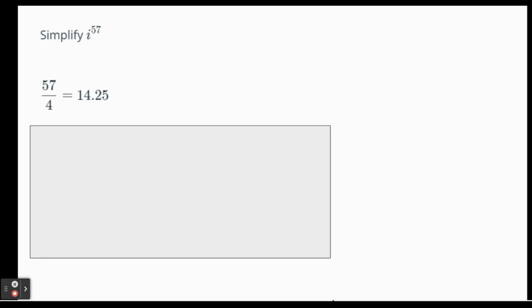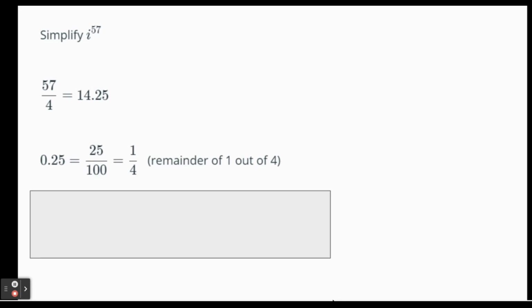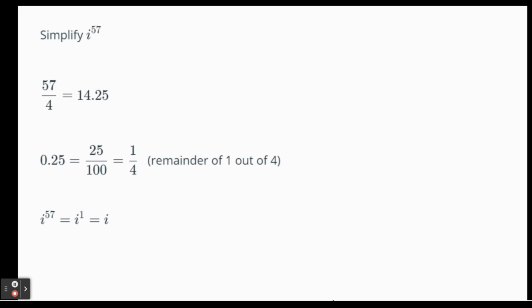All right, so for example, i to the 57th power, how are we going to simplify this? Well, you take 57, you divide it by 4, you get 14.25 from your calculator. But remember, that's really like saying 25 over 100, which really means it's a remainder of 1 out of 4, which means i to the 57th power simplifies to i to the 1, which is just i.